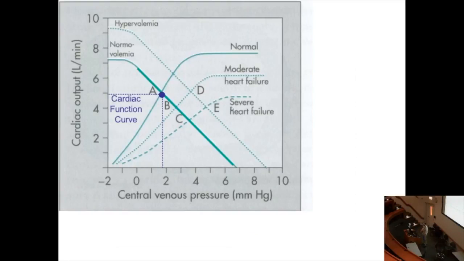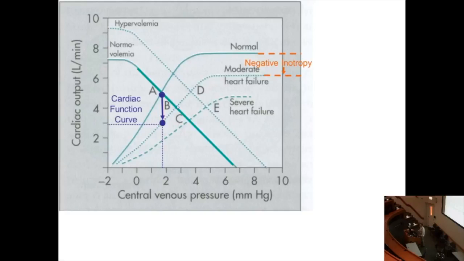Here we have a cardiac function curve and a vascular function curve, and we have a moderate heart failure. Cardiac output drops because at the same filling, I have a decreased stroke volume. Okay? That's what you'd expect. And your cardiac function curve, your Starling curve, shifts downward, just like you would expect. That's the way we drew it up.